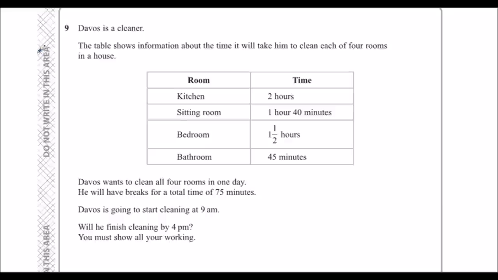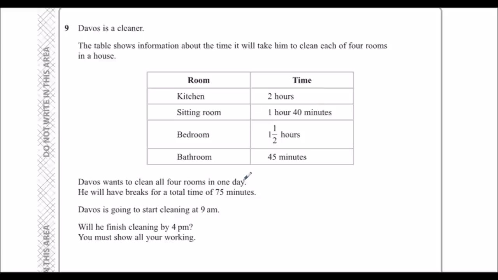Okay, question 9. Davos is a cleaner. The table shows information about the time it will take him to clean each of the 4 rooms in a house. So we've got the kitchen 2 hours, sitting room 1 hour 40 minutes, bedroom 1.5 hours, bathroom 45 minutes, and he wants to clean all the rooms in one day, and he will have breaks for a total time of 75 minutes. He's going to start cleaning at 9 a.m. Will he finish by 4 p.m? And we've got to show our working.